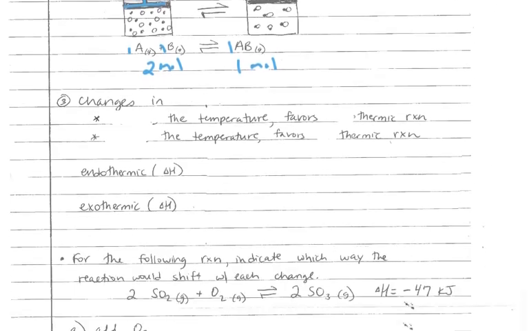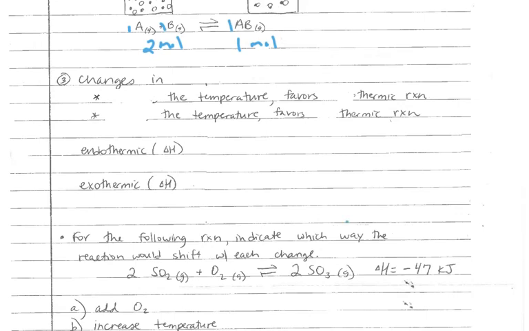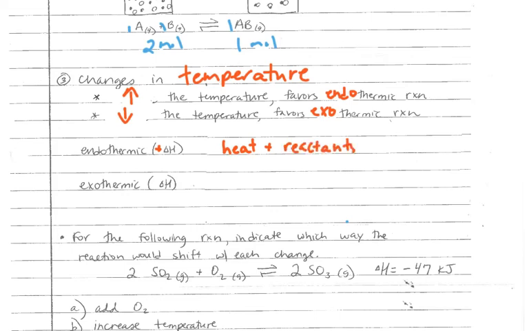All right. And then lastly, changes in temperature can shift the reaction. If we increase the temperature, then it's going to favor an endothermic reaction. And if we decrease the temperature, it will favor exothermic reactions. Remember, endothermic reactions have a positive enthalpy. We can think of them as they absorb heat or they need heat. So we can think of heat as a reactant. So we can write heat with the other reactants for an endothermic reaction. And for an exothermic reaction, it releases heat. So we can think of heat as sort of like a product.